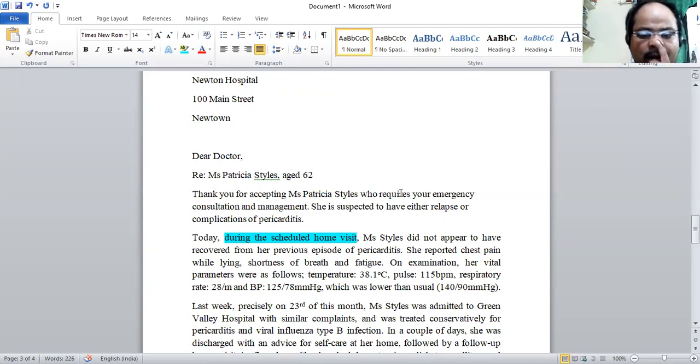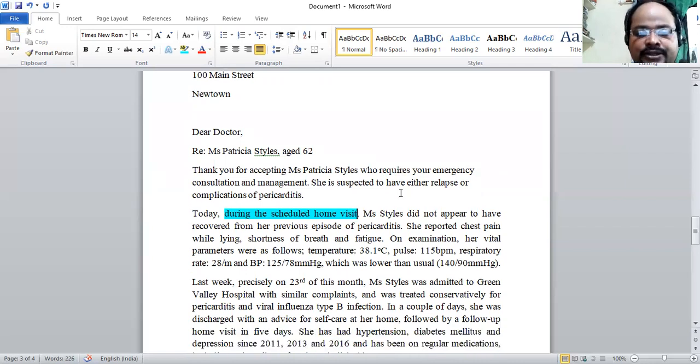On examination, her investigation results: the parameters are her current temperature, pulse, respiratory rate, and BP. We have written that the BP is lower than usual, and the marking is also written. So this is what you observe right now, today, and this is her condition.